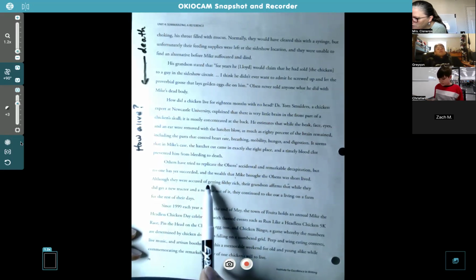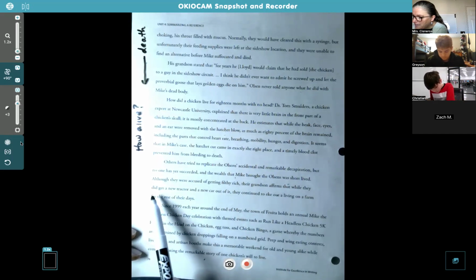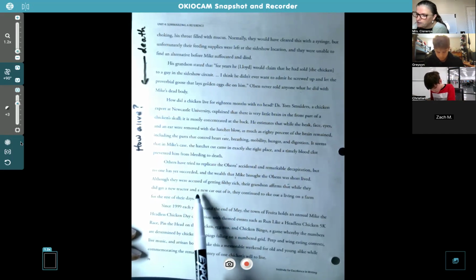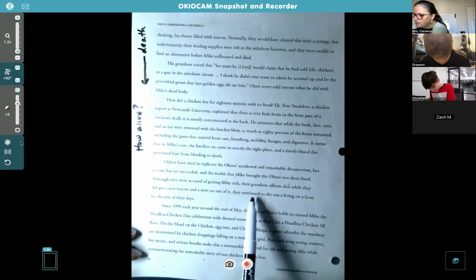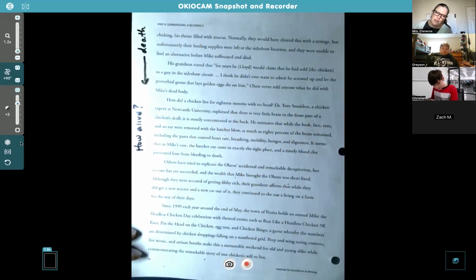Although they were accused of getting filthy rich, their grandson affirms that while they did get a new tractor and a new car out of it, they continued to eke out a living on a farm for the rest of their days. That just means they lived out their days working the farm. They didn't make so much money that they didn't have to work ever again. They still had to work.